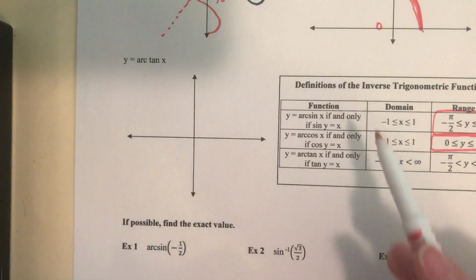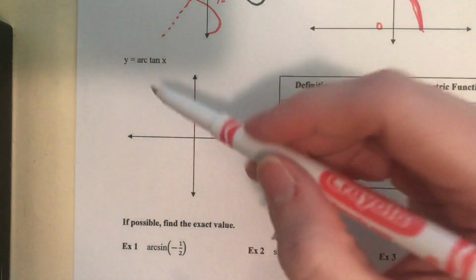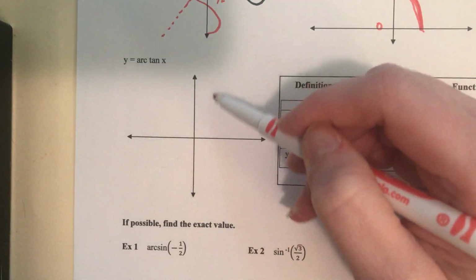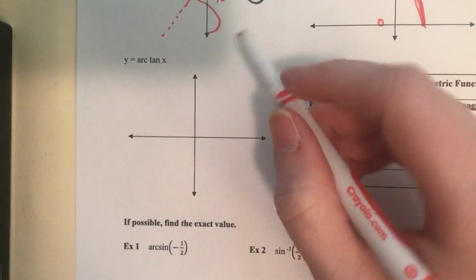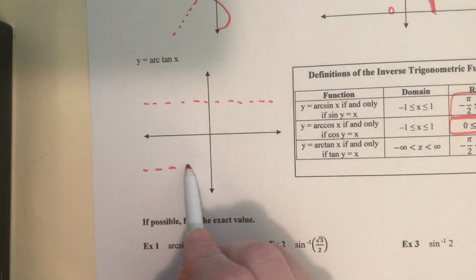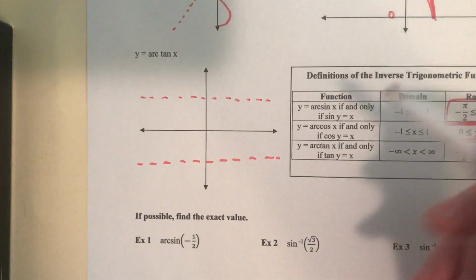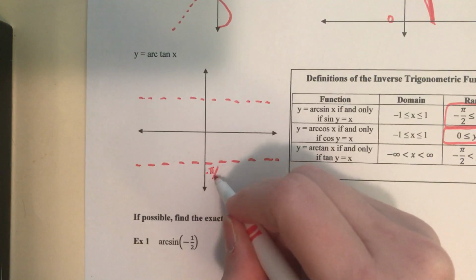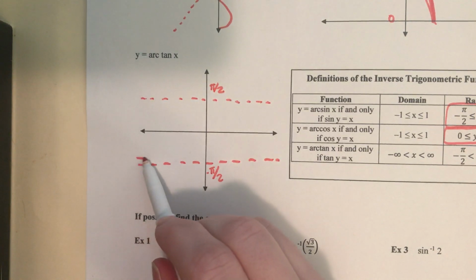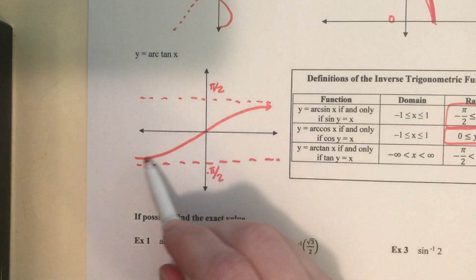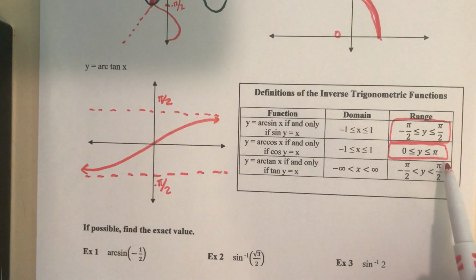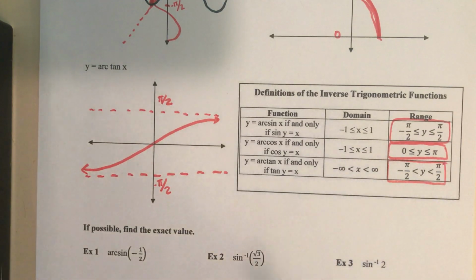Okay, last we have the arctangent graph. Now tangent normally has asymptotes at negative 90 and 90, and then your tangent graph curves in the middle. Everything is going to be opposite. So now our vertical asymptotes become horizontal asymptotes at negative pi over 2 and pi over 2. And the graph is still going to have the same shape. It's just going to go in between those two asymptotes. So in our chart here, you can see the range goes from negative pi over 2 to pi over 2.